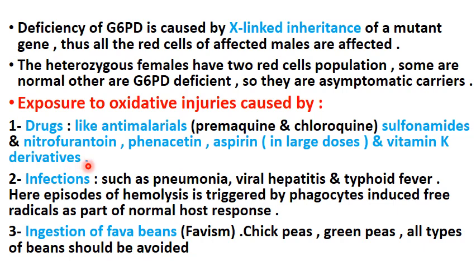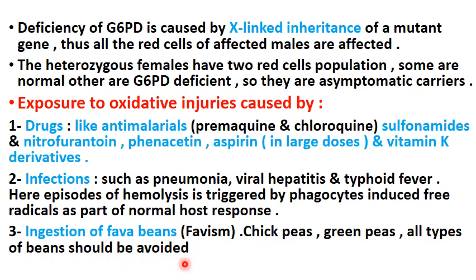nitrofurantoin, phenacetin, aspirin in large doses, vitamin K derivatives. All these drugs cause oxidative injury to the red blood cell in patients with G6PD. Certain types of infection: pneumonia, viral hepatitis, typhoid fever. The episode of hemolysis is triggered by phagocytes, which induce free radicals as part of the normal host response.